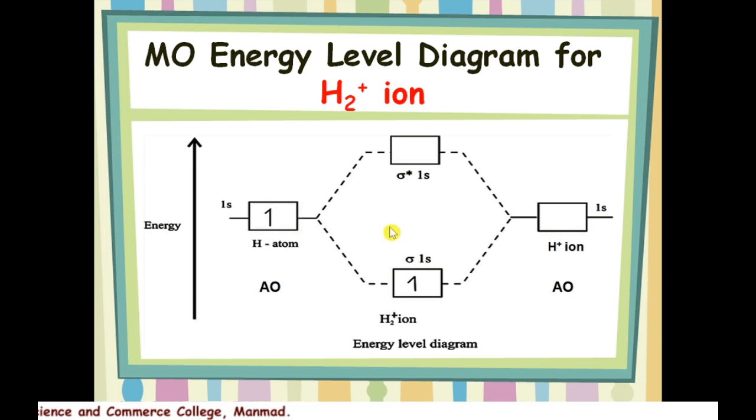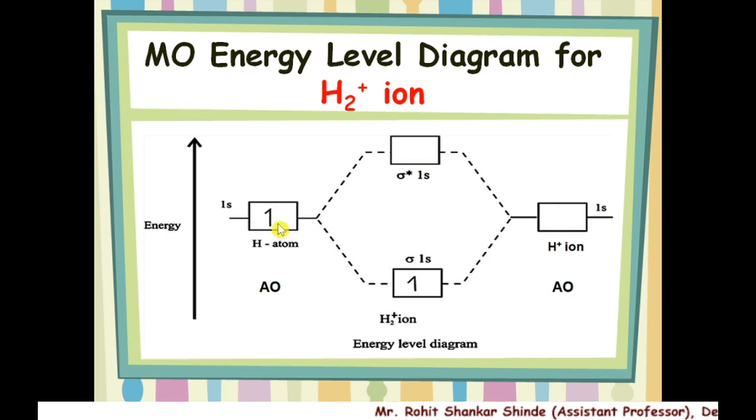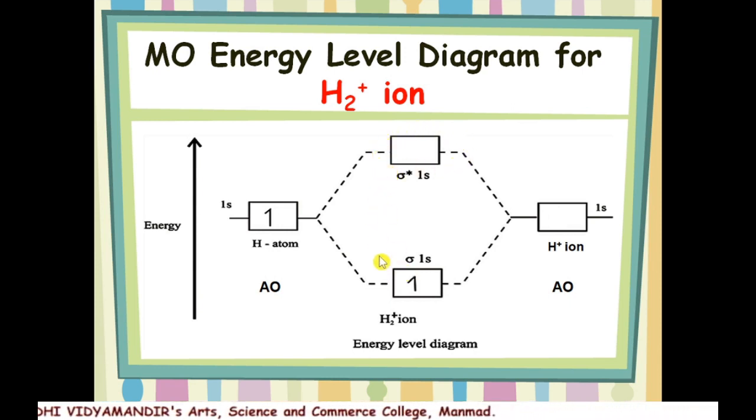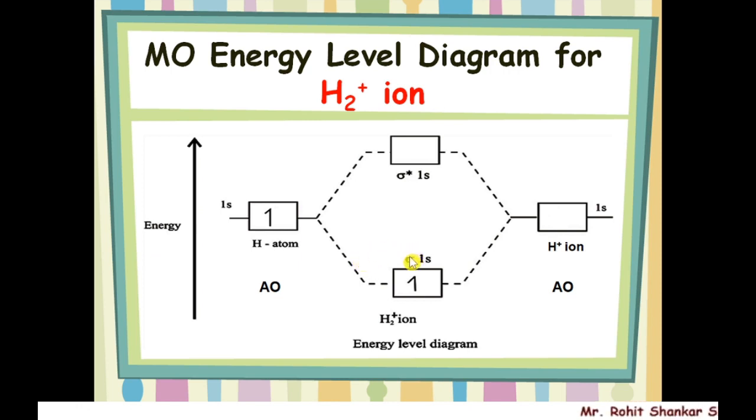So these two atomic orbitals combine and form molecular orbitals. Molecular orbitals are represented in the center of this diagram. After the combination of two atomic orbitals, there is formation of two molecular orbitals. First is the bonding molecular orbital and the second is the anti-bonding molecular orbital. Since the combination of two 1s orbitals results in the formation of a sigma bond, the molecular orbitals are called sigma molecular orbitals.